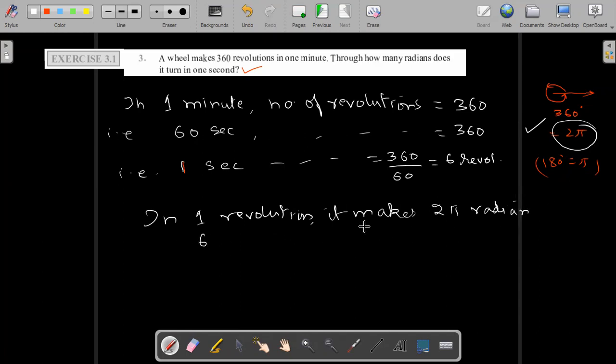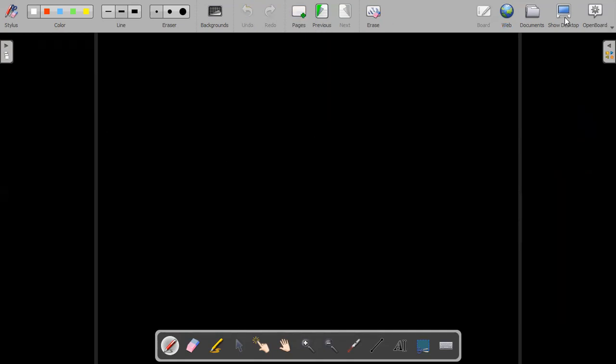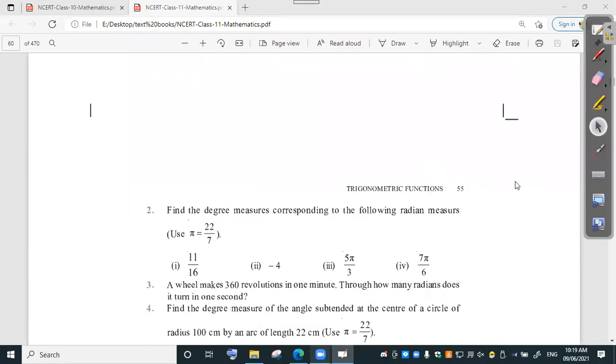So in 6 revolutions, it will make 6 into 2 pi. That's it. 6 twos are 12, 12 pi radian. So it is not a difficult question. Directly we are converting because the revolutions are in whole numbers. Okay. Next.